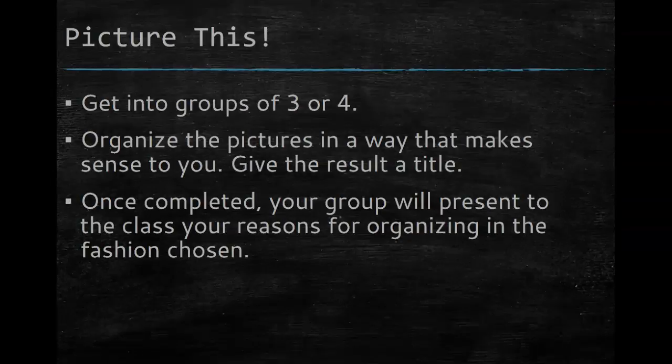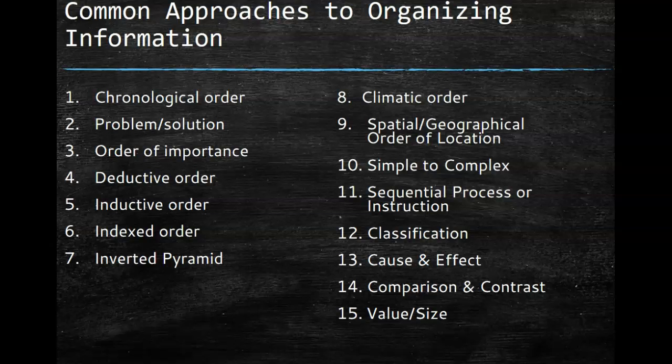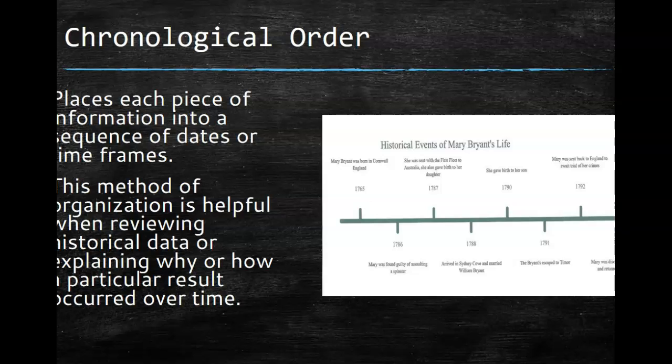We're going to skip through a couple of slides here because we're not working in groups. This is the common approach to organizing information. You can see you have 15 different ways to do that. We're going to look at each one as we go through. Chronological order is when you place your information in order of dates or time frames in some way. It does help when you're looking at data that's historical, and so you will find this a lot in your history classes. They'll do timelines that'll show that information in historical order.